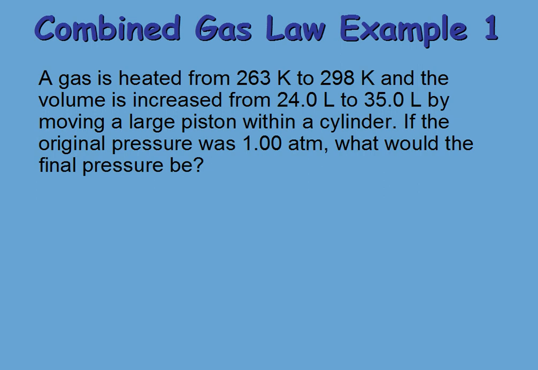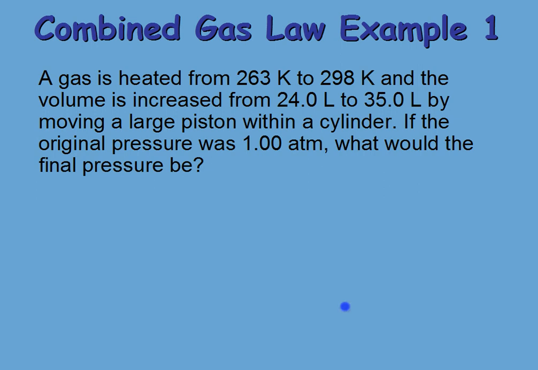So we're going to look at 3 examples involving a combined gas law. This first one's a little bit different than the other 2, but I want to make sure you're familiar with different ways that this question can be asked. So we're heating a gas from 263 Kelvin to 298 Kelvin. We're also increasing its volume from 24.0 liters to 35.0 liters. And we know what the original pressure was, 1 atmosphere, and we want to know what the final pressure would be.